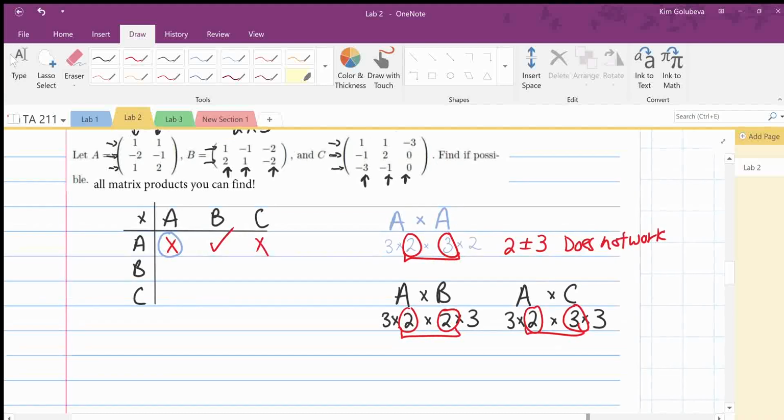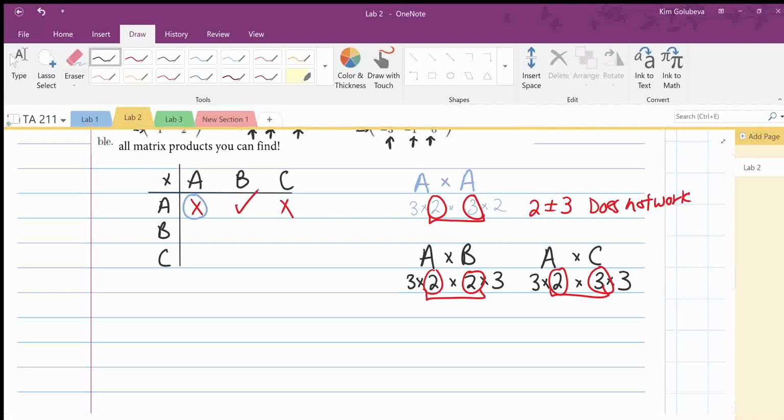Okay, now we'll move on to B. And B by A. So we have a 2 by 3 by 3 by 2. Inner dimensions match, so this one is possible.